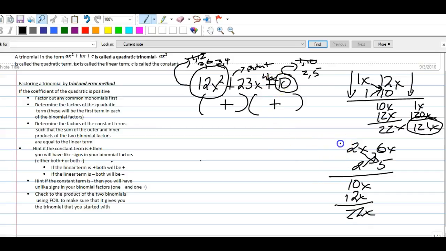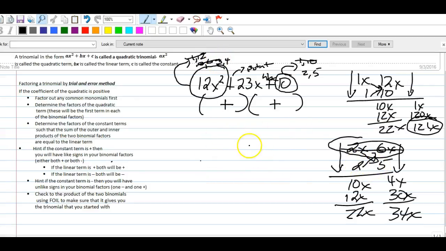But I also need to consider what happens if I pair these two and these two. 2x times 2 is 4x, and 6x times 5 is 30x, and that gives me 34x. So this is not the right choice for the factors of the quadratic term either.